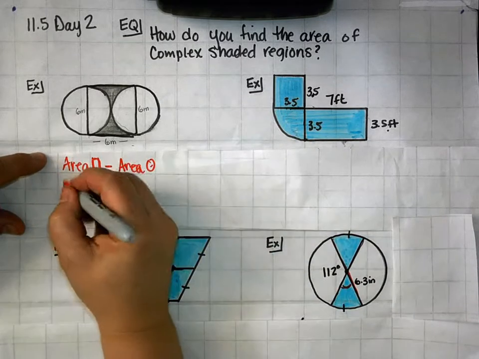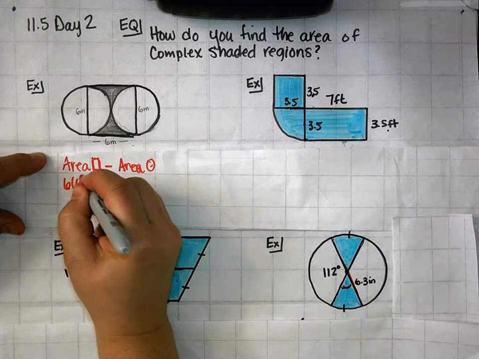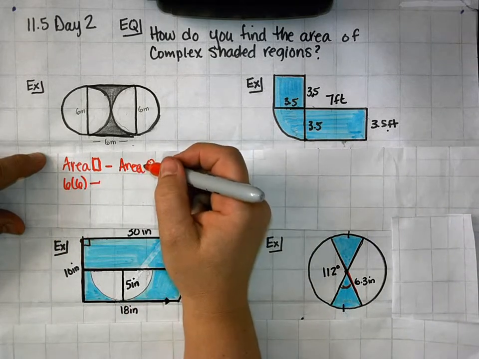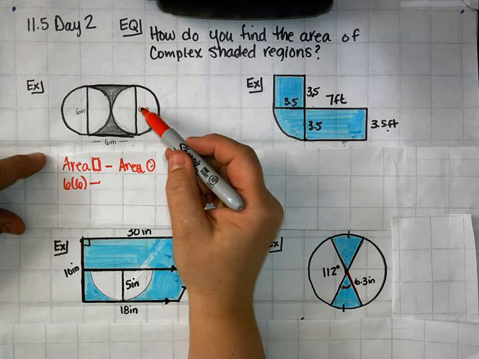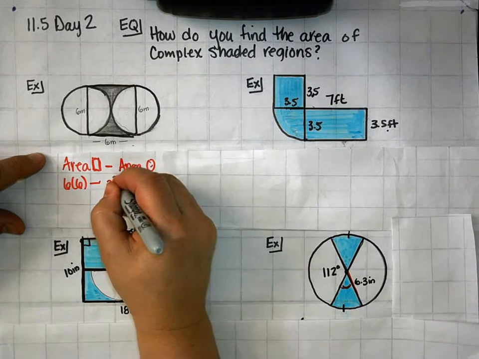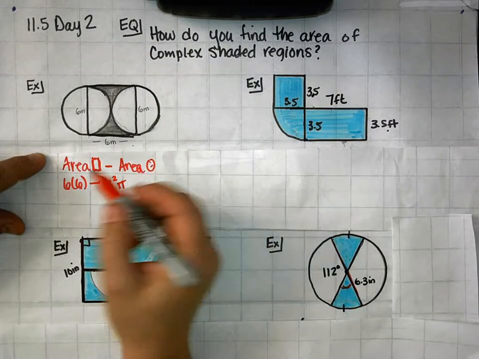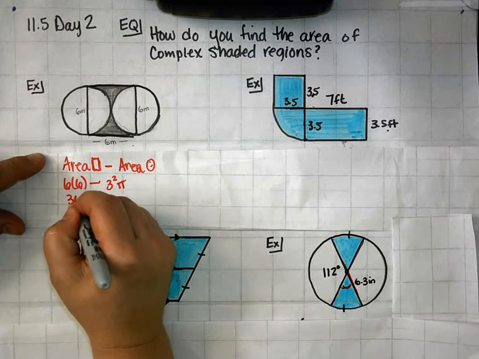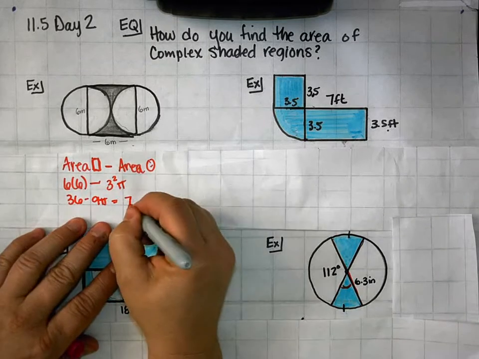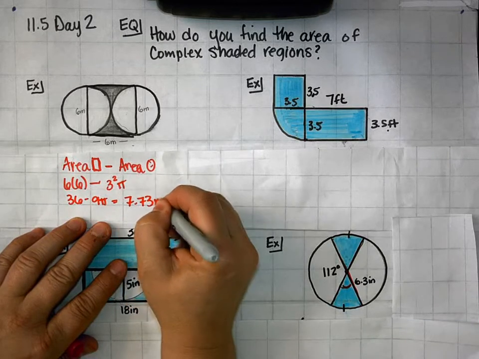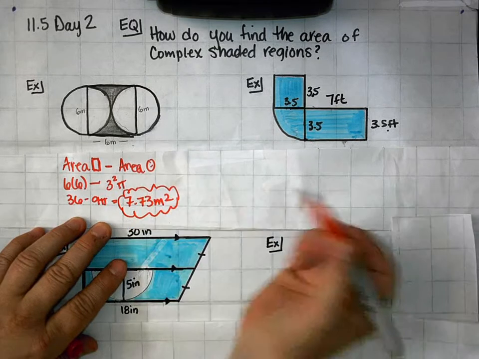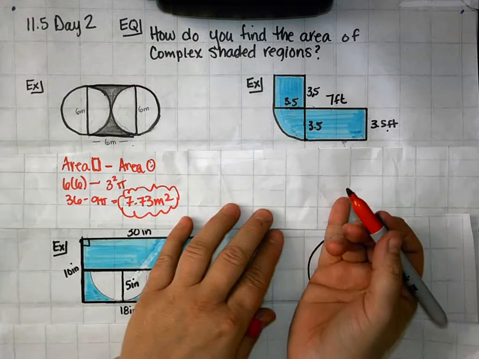The area of a square is quite easy. The base is 6 and the height is 6. Those are both given to us. The area of the circle is pi r squared, and I'm given the diameter, so I need to cut that in half before I square it and multiply by pi. So this is going to be 36 minus 9 pi, and when I plug that into my calculator, I'm going to get 7.73 meters squared. Remembering that we need to label all of our answers when we're talking about area.